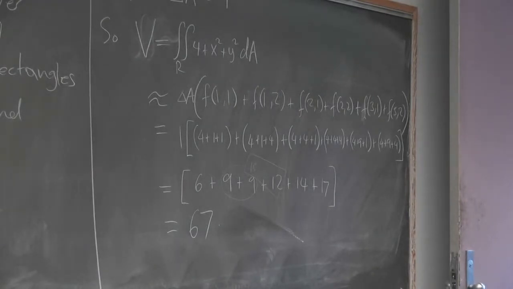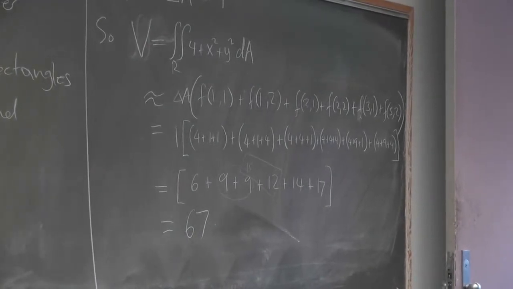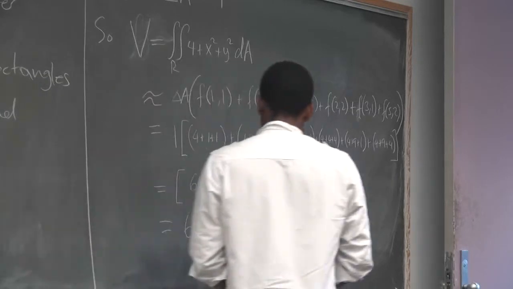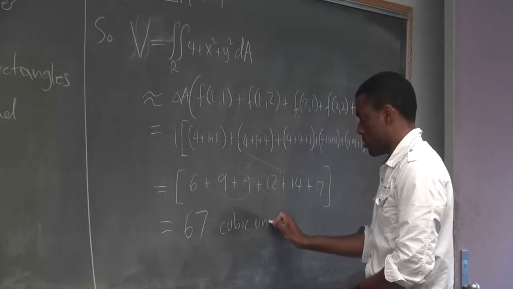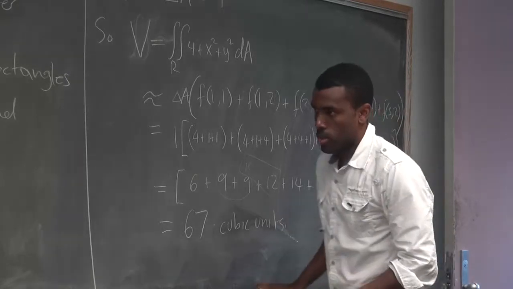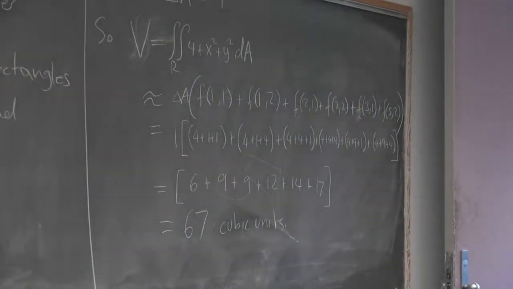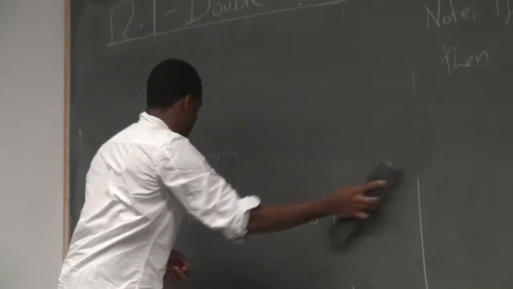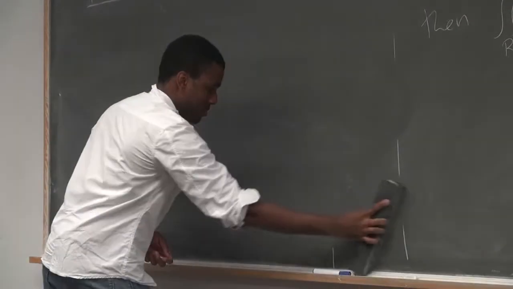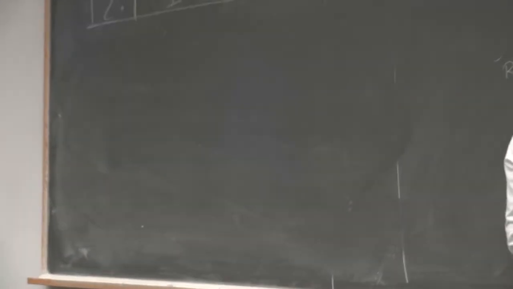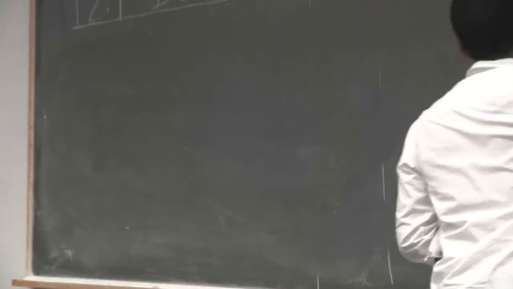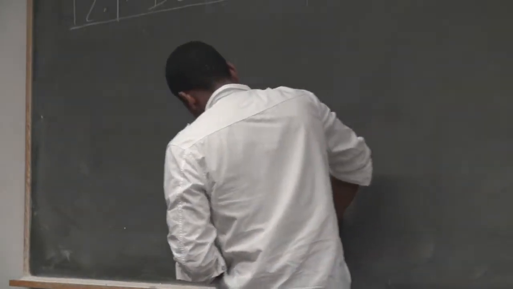So that is the approximate volume in whatever units you're measuring things in, 67 cubic units. In math, you don't really care about the units that much. That's the physics class. That's how you approximate. Now let's look at how we can do it exactly.